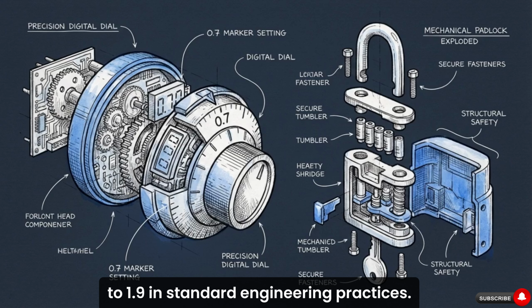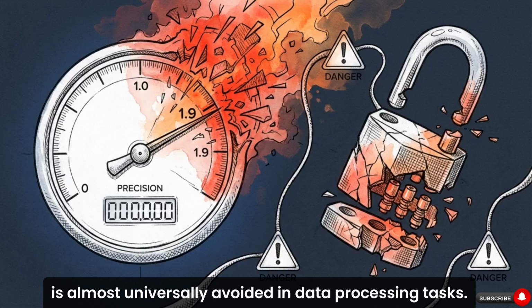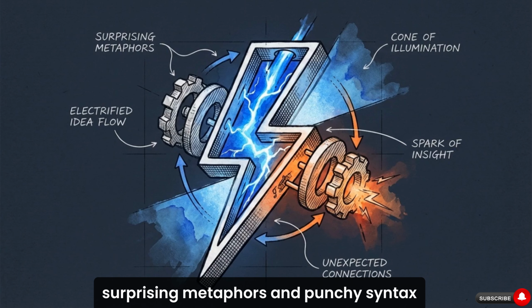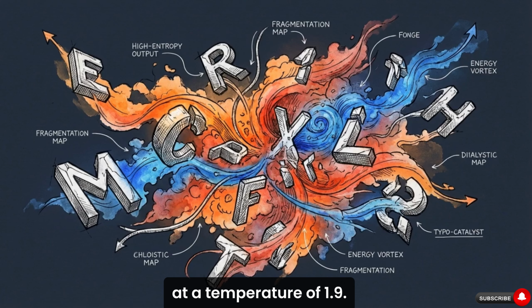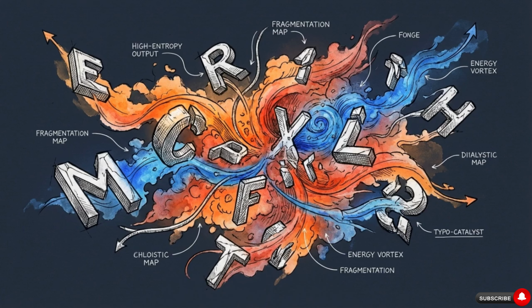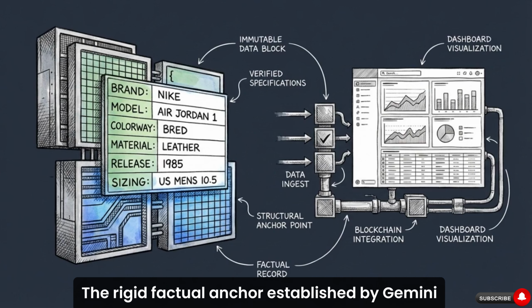In standard engineering practices, developers cap the temperature at 0.7 to avoid chaotic outputs. Pushing a model to 1.9 is almost universally avoided in data processing tasks. Headline generation requires unexpected wordplay, surprising metaphors, and punchy syntax. At a temperature of 1.9, the model produces exactly this type of highly engaging text. We can run this model at such a dangerously high temperature because of the previous step. The rigid factual anchor established by Gemini 2.5 Pro guarantees that even at maximum entropy, the underlying facts remain perfectly accurate.